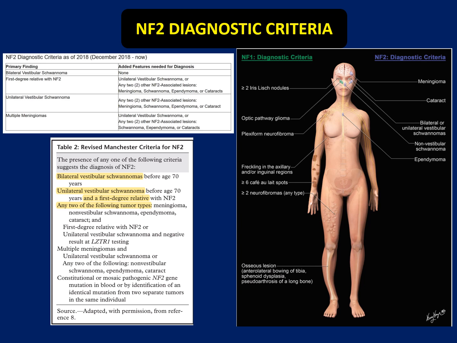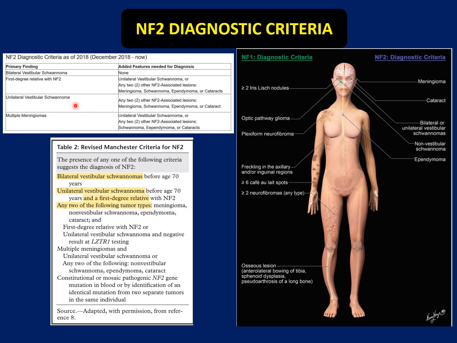Neurofibromatosis type 2, the diagnostic criteria has undergone modifications recently. The last modification came in 2018, in which if the patient has a bilateral vestibular schwannoma, or if the patient has a unilateral vestibular schwannoma and either a first degree relative with NF2, or two of the following tumors, basically meningioma, non-vestibular schwannoma, ependymoma, or cataract, then the patient has neurofibromatosis type 2. This is called the revised Manchester criteria.